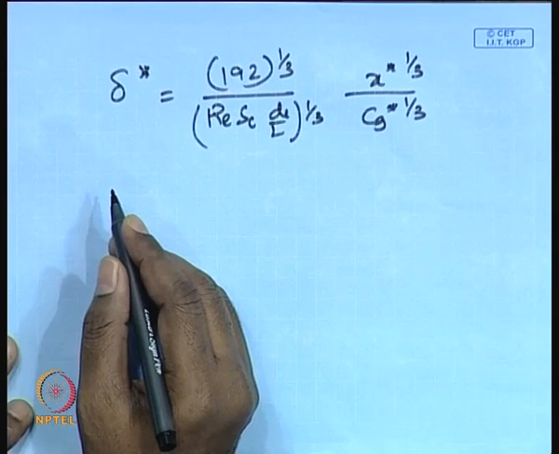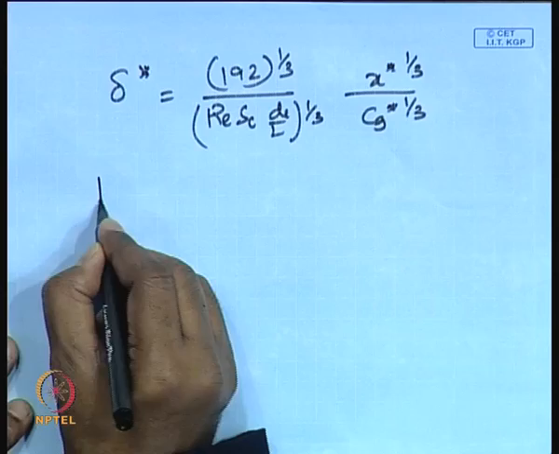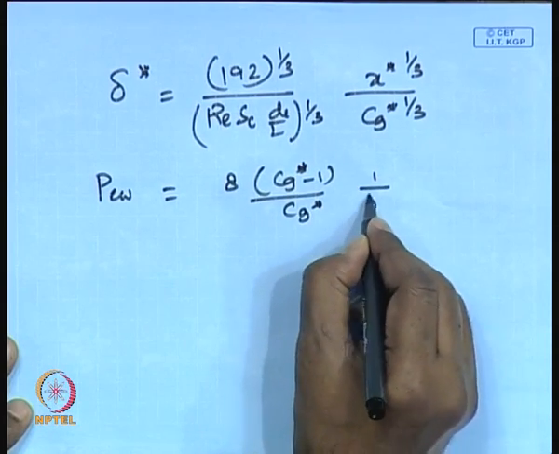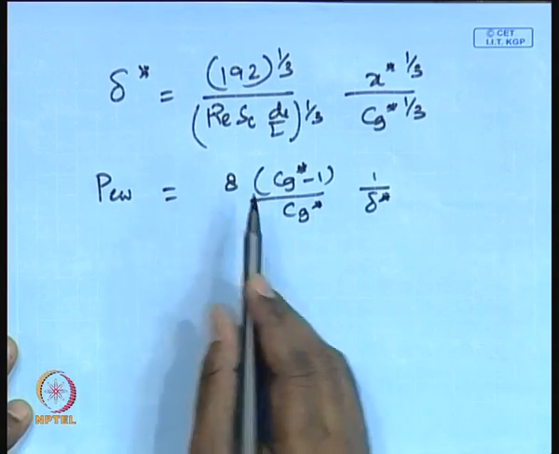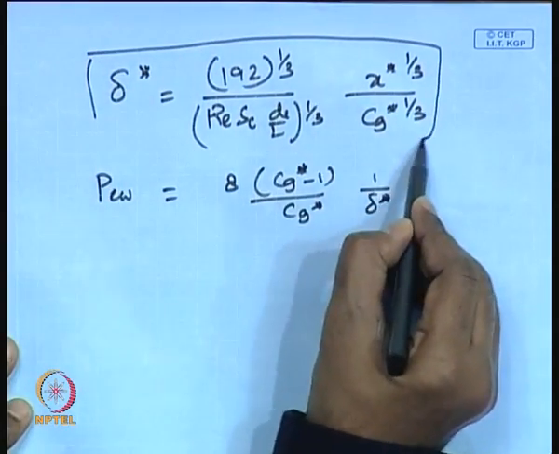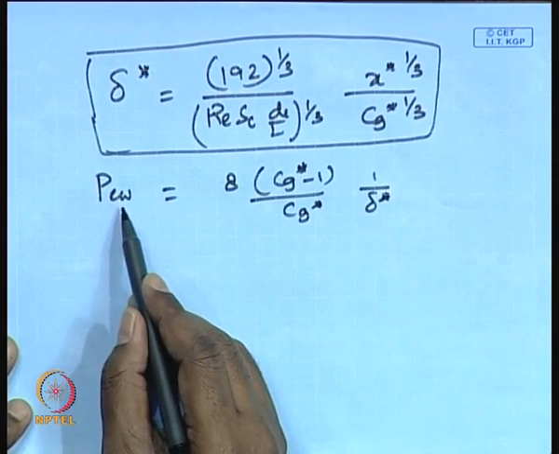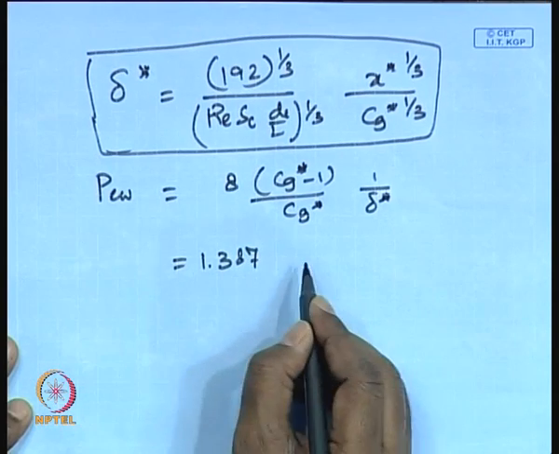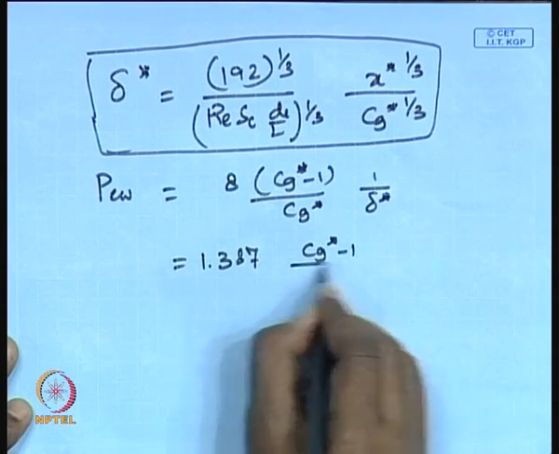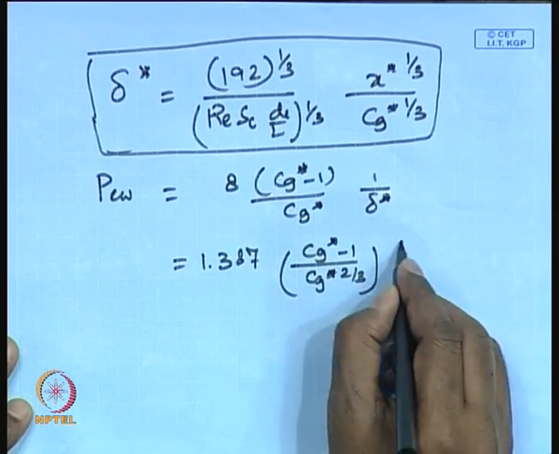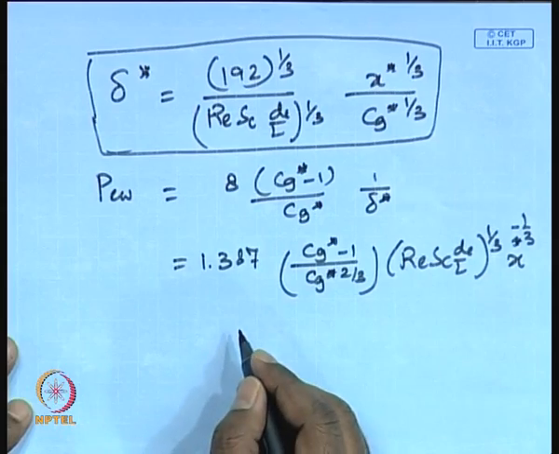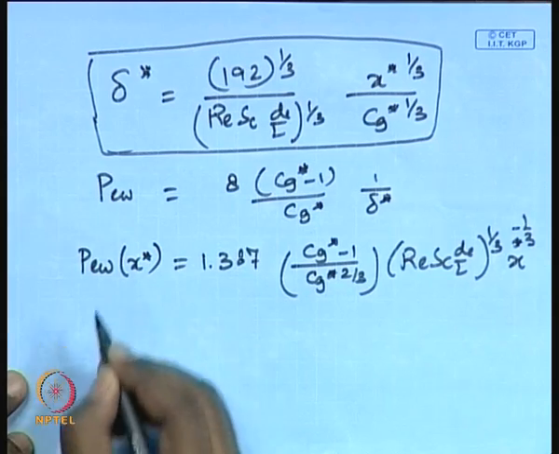Right. Now, let us look into the expression of Pw. The permeate flux, right. Pw is nothing but 8 times Cg star minus 1 divided by Cg star times 1 by delta star. Okay. That was the expression of permeate flux. So, now because you have got already the explicit expression of delta star as a function of x star, if you substitute it here, you will be getting how my permeate flux is varying as a function of x star. If you do that, I am just writing the final expression: 1.387 times Cg star minus 1 divided by Cg star raised to the power 2 by 3, bracket Reynolds Schmidt d by L raised to the power 1 upon 3, x star to the power minus 1 upon 3. Okay. So, this expression gives you how my permeate flux is varying as a function of x.